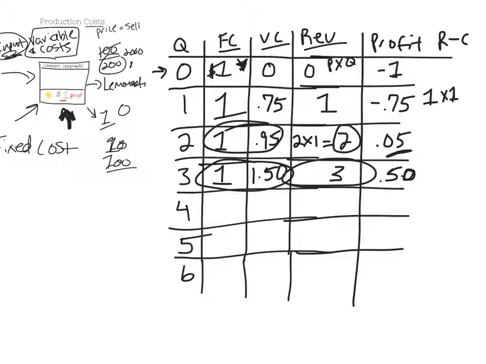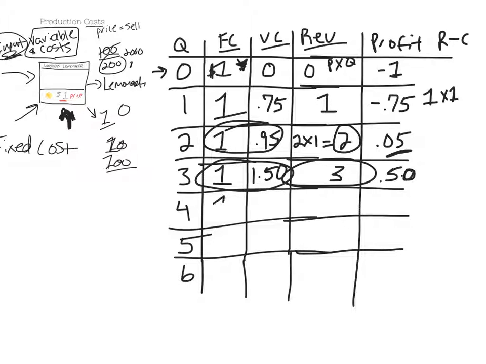Yes, I'm profitable. My profit's increasing by a lot. So I should keep selling more and more and more. But you might be able to see what could possibly happen if I keep increasing my production. Do you think my profit is going to go up, or do you think my profit may ever go down? And why would it go down?